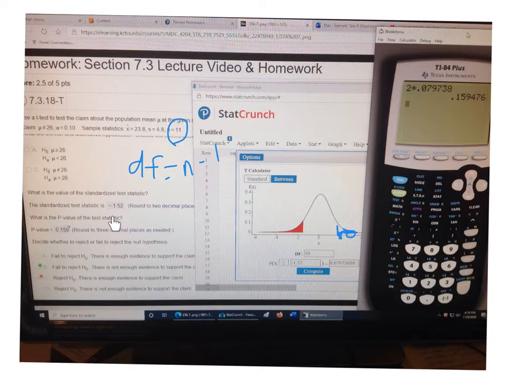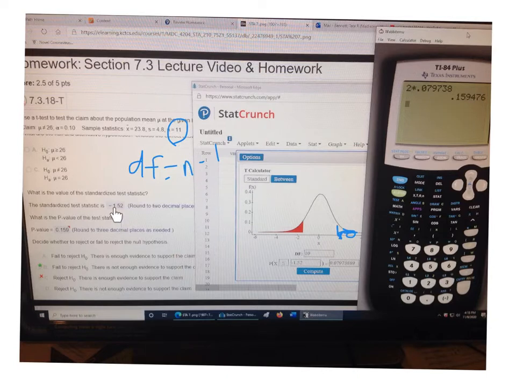looking at these areas. To find the p-value, you go to stat, calculators, T calculator. I have it in standard mode. The degrees of freedom is 10. N is 11. Degrees of freedom is 1 less than the number in the sample, so that's 10.